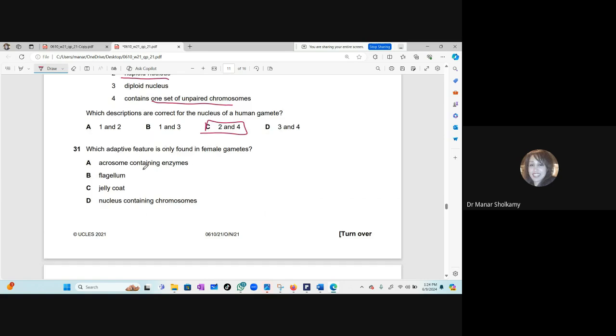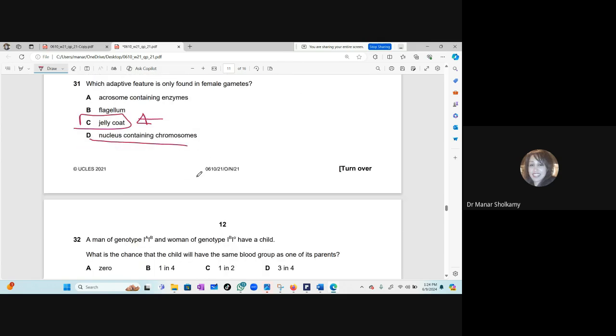Which adaptive feature is only found in female gametes? Acrosome containing enzymes, flagellum, jelly coat, nucleus containing chromosomes. Jelly coat. Yes. It's not D because any cell will have a nucleus containing chromosomes, but the jelly coat is only found in female gametes.